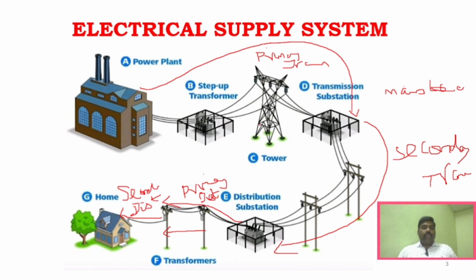Right? So now you understand what is primary transmission, secondary transmission, primary distribution and secondary distribution. From the power plant to the main load center, that is called primary transmission. From the main load center to the substation, that is secondary transmission. From this substation to the transformers in the main streets, that is called primary distribution. And from that to the home, that is secondary distribution.